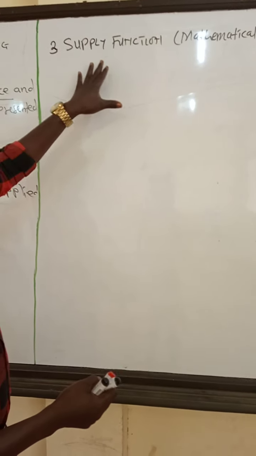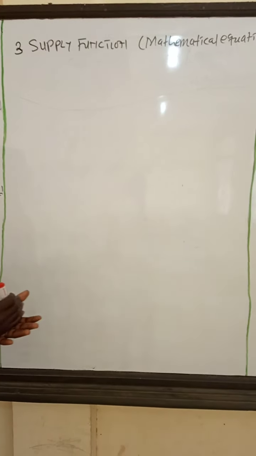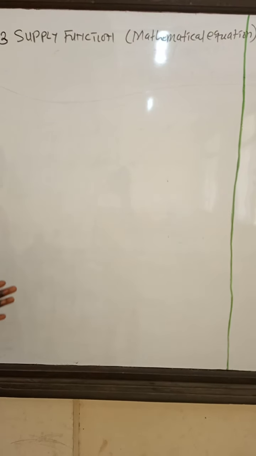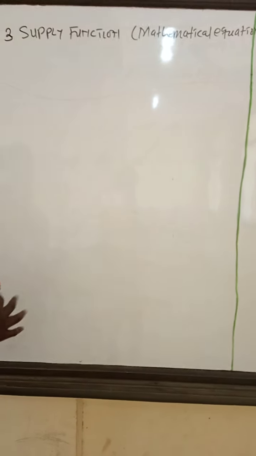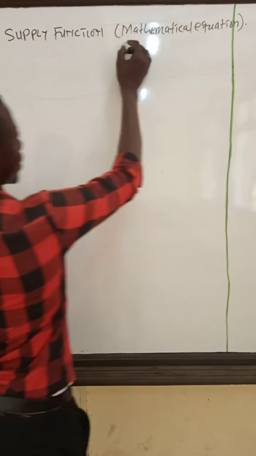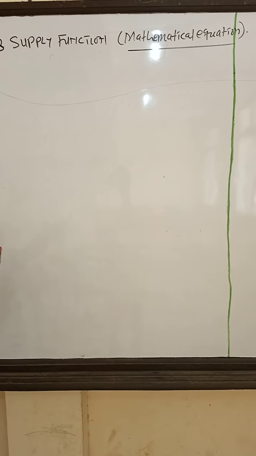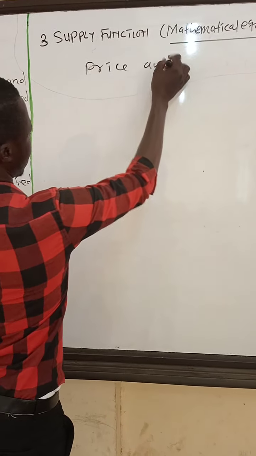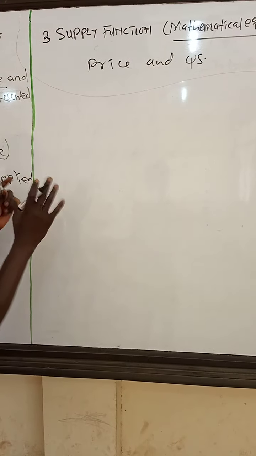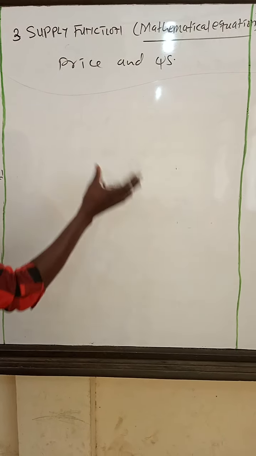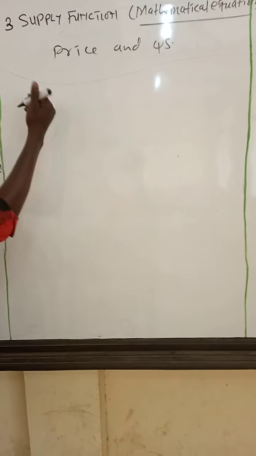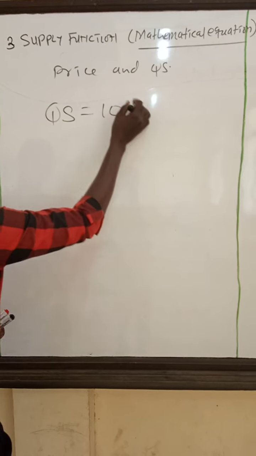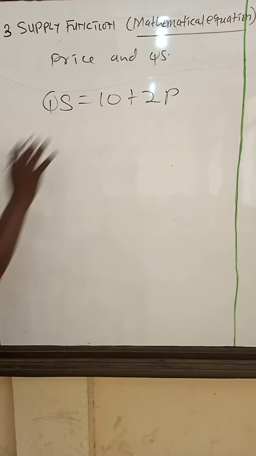The last aspect of representing the relationship between price and quantity supply is by supply function. The supply function is simply a mathematical equation that shows the relationship between price and quantity supply. So this time around, you are not going to have a curve, a graph, or a table, but you have a mathematical expression. For example, QS equals 10 plus 2P.